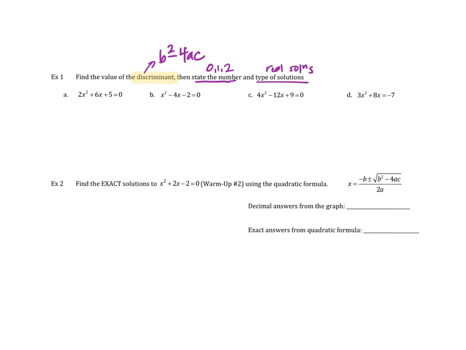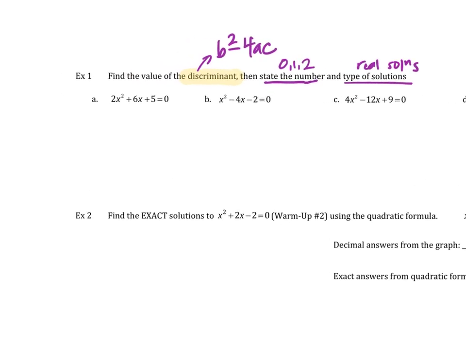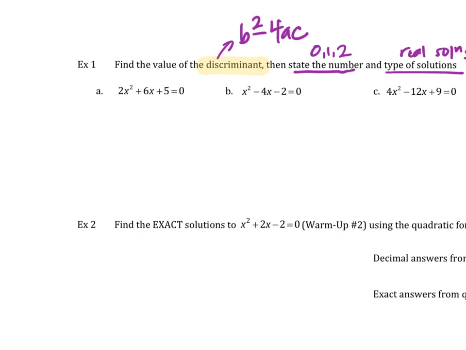Okay, and so I'm going to walk through the first one and explain how I would process this, and then I'll let you practice. First of all, I think it's really important when I look at this to first define A, B, and C. So A is 2, B is 6, and C is 5. So I'm going to always calculate this first: B squared minus 4AC.